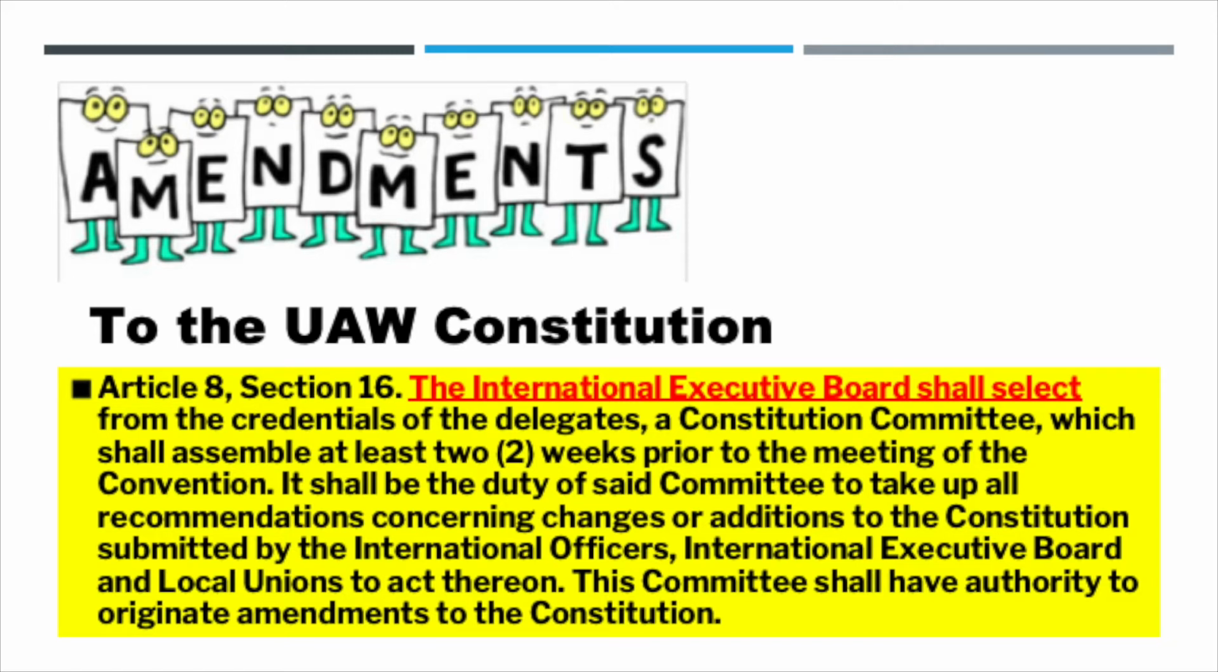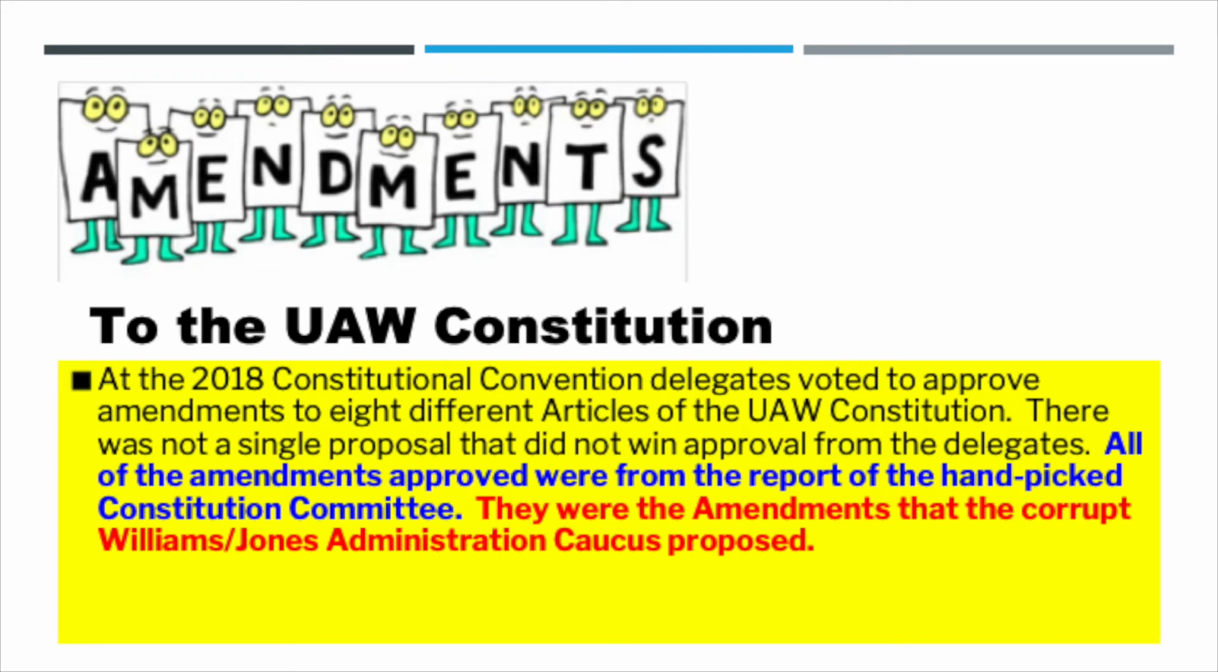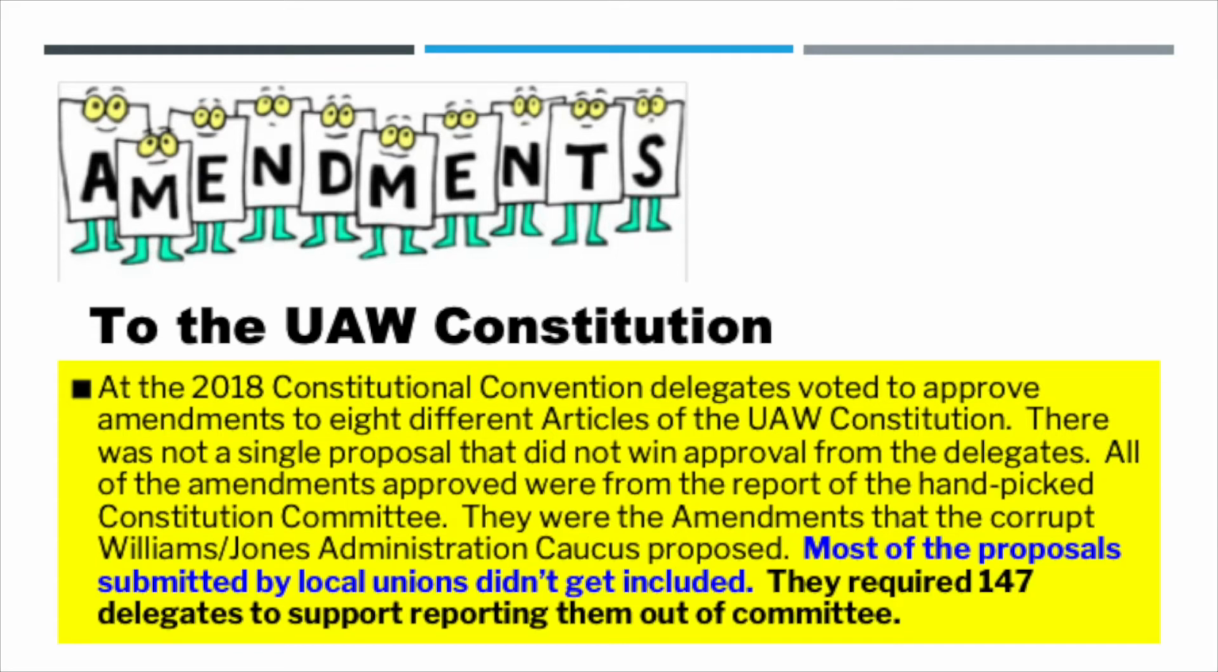As you can see, they list first that this committee is supposed to take up the suggestions of international officers. At the 2018 Constitutional Convention, delegates voted to approve amendments to 8 different articles of the UAW Constitution. There's not a single proposal that did not win the approval from the delegates. All of the amendments approved were from the report of the handpicked Constitution Committee. These were the amendments that the corrupt Williams-Jones administration caucus proposed. Most of the proposals submitted by local unions did not get included in that.